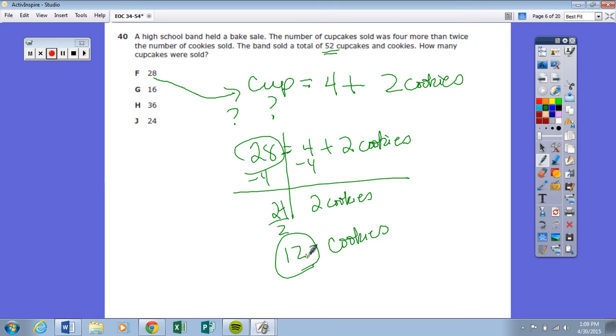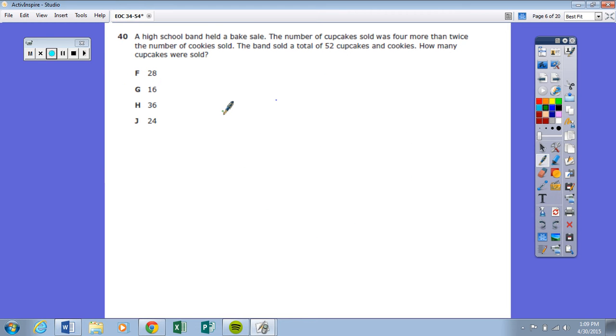So I think that these do not add up. Which means that I probably need a bigger number. Let me try 36 next. So if I try 36, does 36 cupcakes equal 4 plus 2 times cookies? So I'm going to minus the 4.